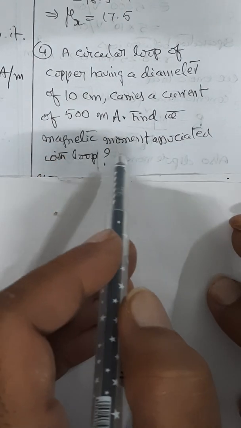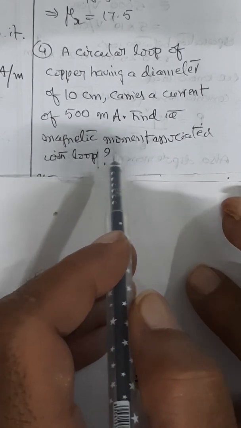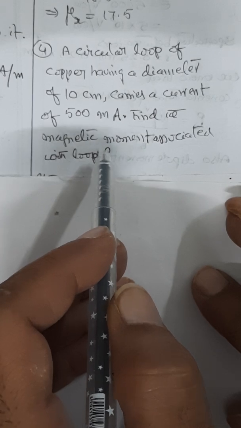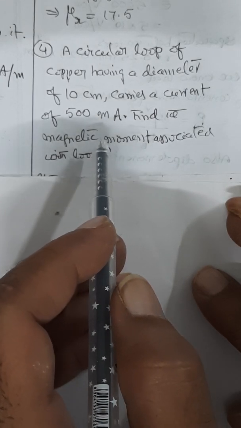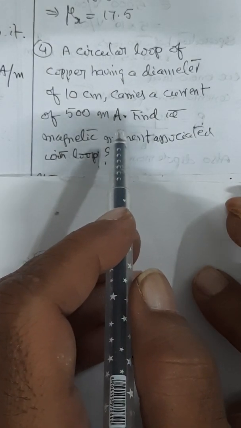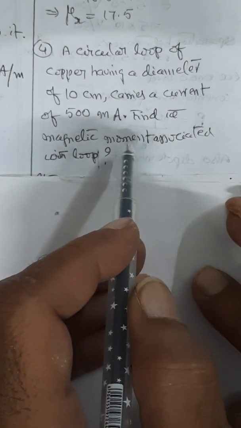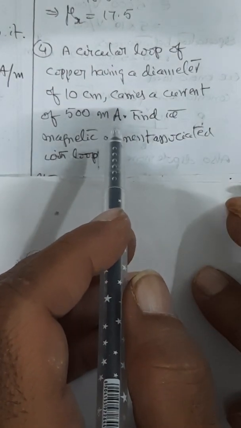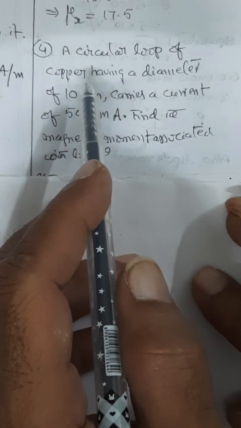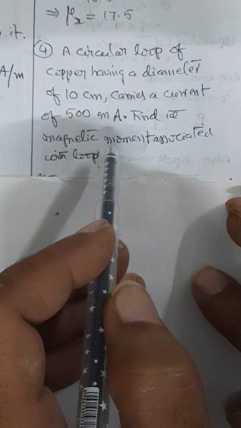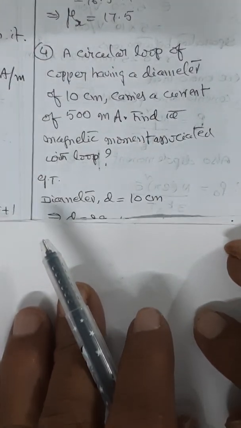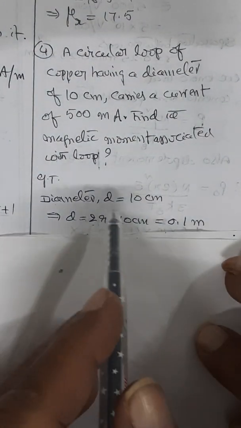Now we were asked to calculate magnetic moment. Magnetic moment is represented by mu. Magnetic moment is equal to the product of area into current. That is mu is equal to A into I. What is A there? Area, which is pi r square, because it is a circular loop. So pi r square into I. That is what we have to calculate. So let us note down.